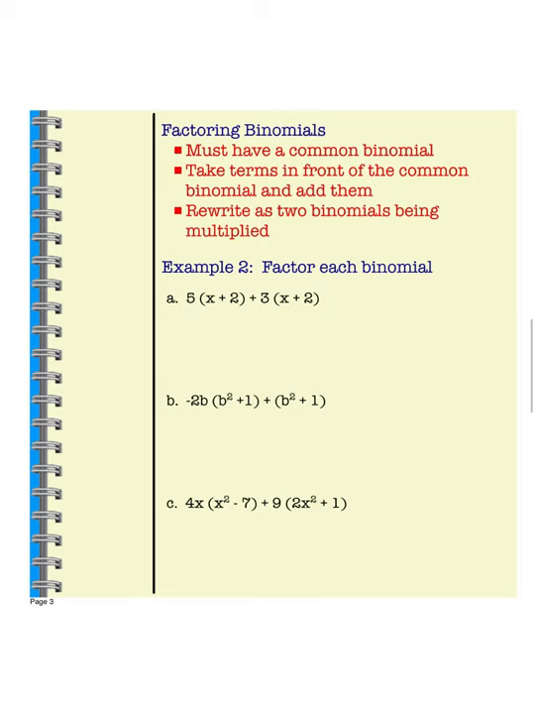All right, so now we're going to look at polynomials that actually have a binomial in common with their terms. So when we're factoring binomials, the terms must have a common binomial first to factor. And then we're going to take the terms in front of the common binomial, which in these cases are in parentheses, and then we're going to add them. So we're going to rewrite as 2 binomials being multiplied.